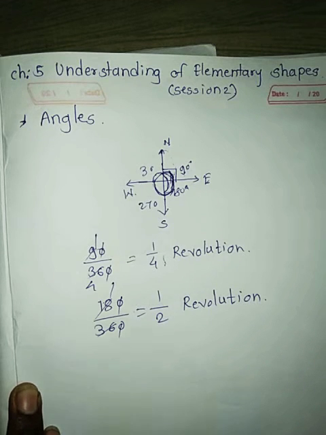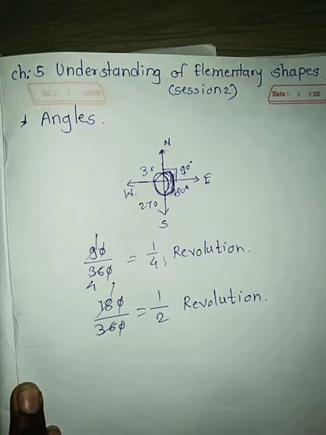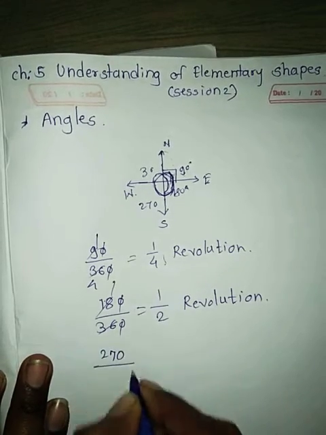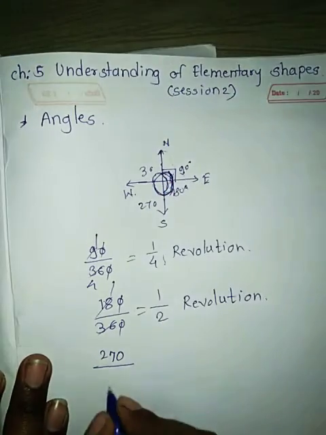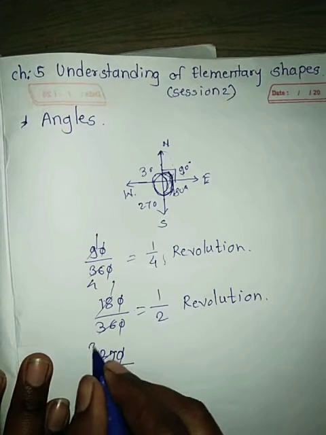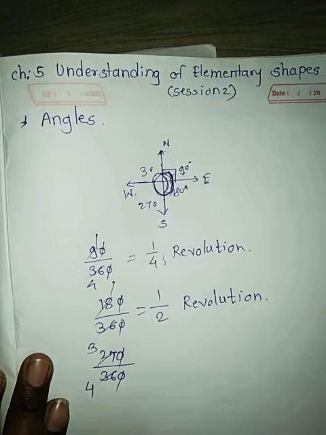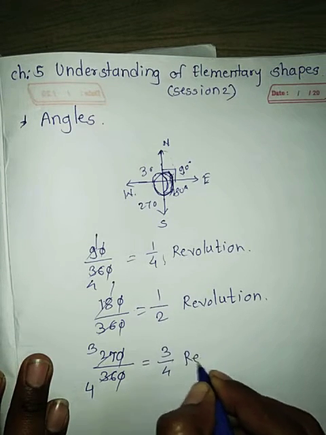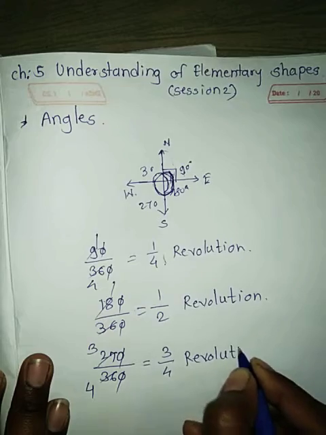Now the third one is 270. 270 divided by 360: zeros cancel, 9 3s are 27, 9 4s are 36. So it is 3/4th revolution. Okay, 3/4th revolution.